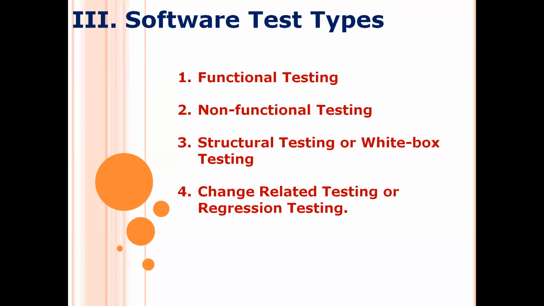Next, software test types. See, already I told, a test type is a group of test activities aimed at testing specific characteristics of a software system or a part of a system based on specific test objectives. Such objectives may include functional, non-functional, etc. See, basically, we have two types of testing. Subtypes are there. One is functional testing, another is non-functional testing.